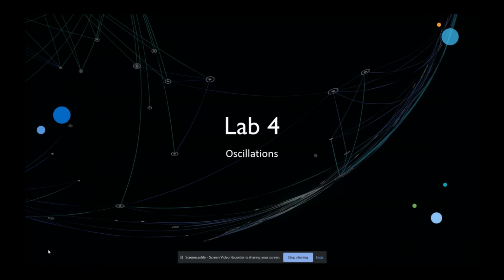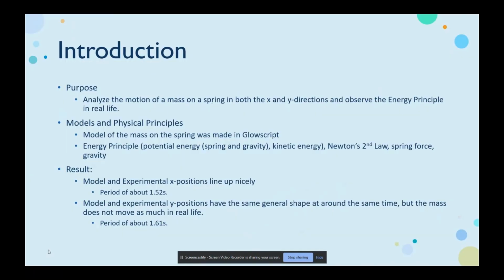Hello, this is Lab 4, Oscillations. The purpose of this lab was to analyze the motion of a mass on a spring in both the x and y directions and observe the energy principle in real life. The model of the mass on the spring was made using GlowScript.